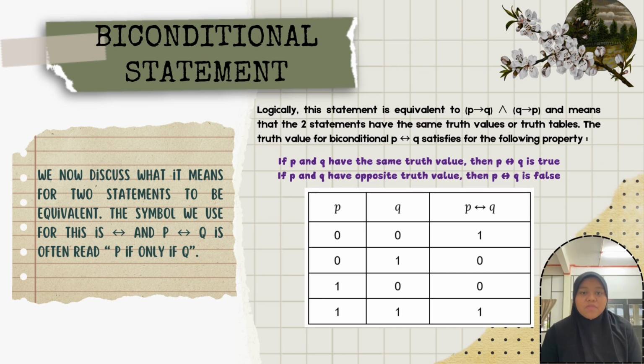The truth value for biconditional P biconditional Q satisfies the following property. If P and Q have the same truth value, then P biconditional Q is true. But if P and Q have opposite truth values, then P biconditional Q is false. So, the table below shows how the truth table of biconditional will look.